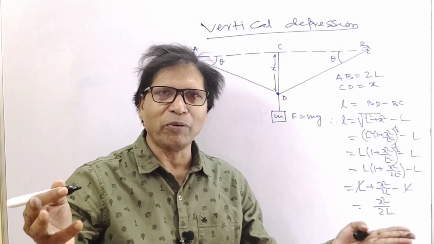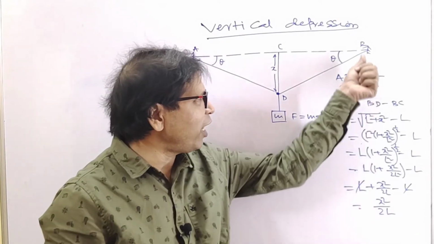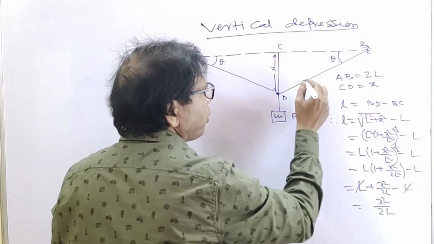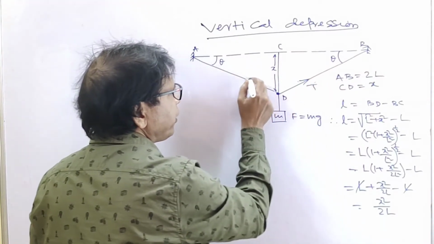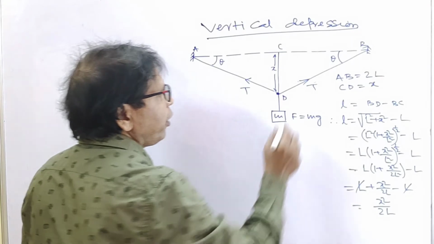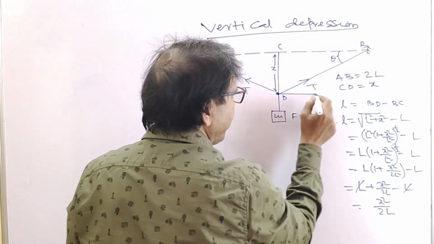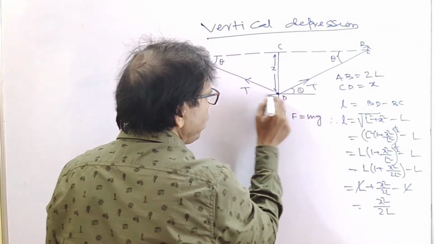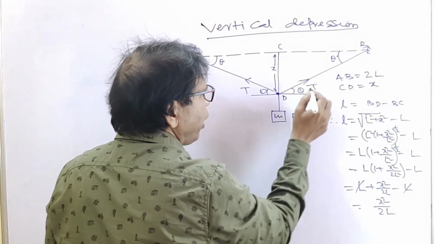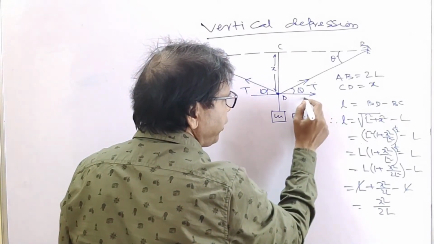Now we have to calculate the force along the length of the wire. Suppose this is the tension T and this is the tension T. If this angle is theta, this angle is also theta. Now resolve T along the horizontal direction.